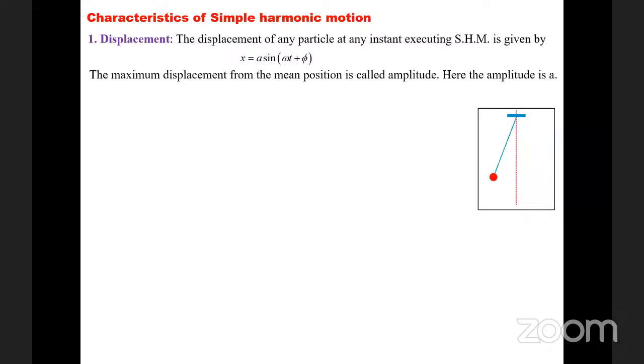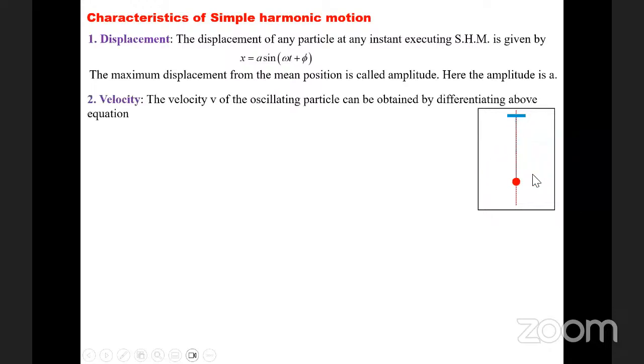X equals a sin(omega t plus phi). The maximum displacement from the mean position is called amplitude. So amplitude is small a in the above equation. Next, velocity. You know that v equals dx by dt. This is the x value, a sin(omega t plus phi). By differentiating this equation, omega a into cos(omega t plus phi). That can be written as omega into square root of a square minus x square.